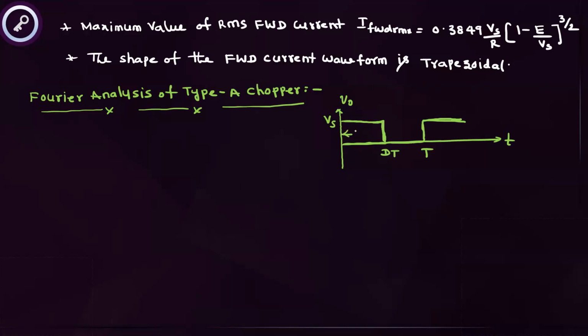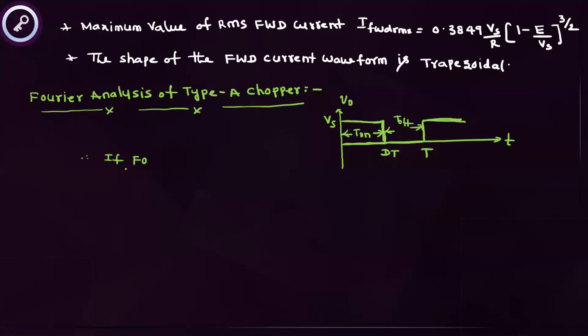this is the T on. T on is nothing but d T. This is chopper on, and this is chopper off. By applying Fourier analysis to this waveform, you know how to apply Fourier analysis.